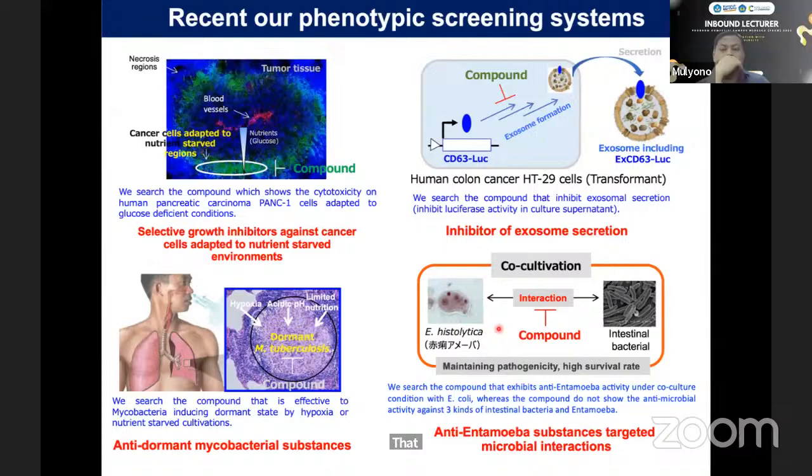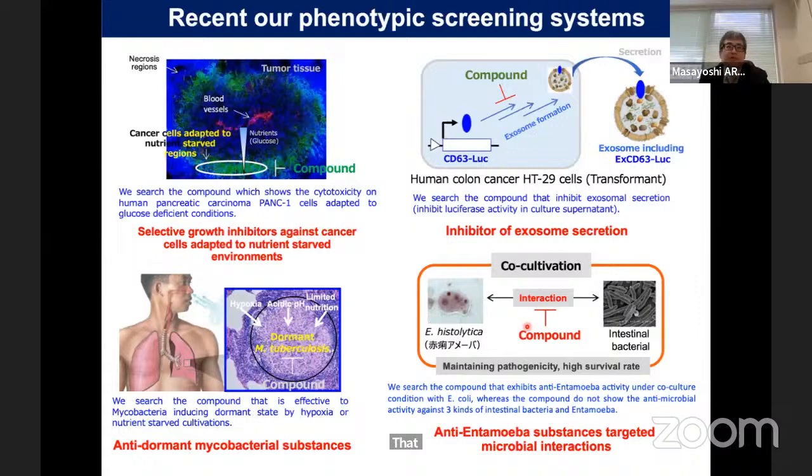In intermicrobial communication, we are searching for compounds that disrupt the interaction between intestinal bacteria and amoeba, thereby inhibiting the growth of amoeba. Okay. In addition, a number of compounds have been found in the past few years, especially from the screening system for exosome production inhibitors.